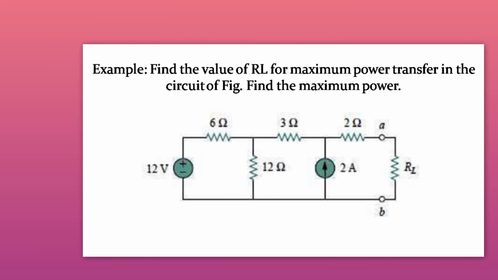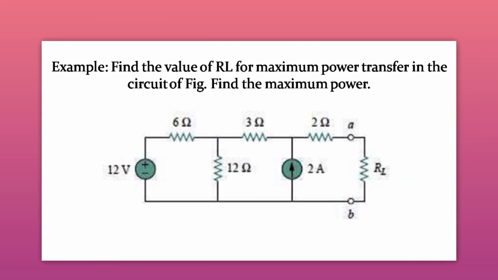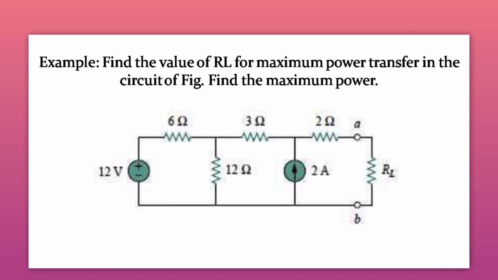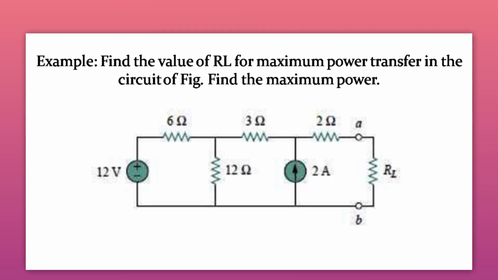Now with the help of one example, we can understand the maximum power transfer. Here you can see there are two sources: a 12 volt voltage source and a 2 ampere current source. It is connected in this manner. There are resistances of 6 ohm, 12 ohm, 3 ohm, 2 ohm, and this load resistance RL. Now you have to find the maximum power transfer from this whole circuit to the load resistance RL.